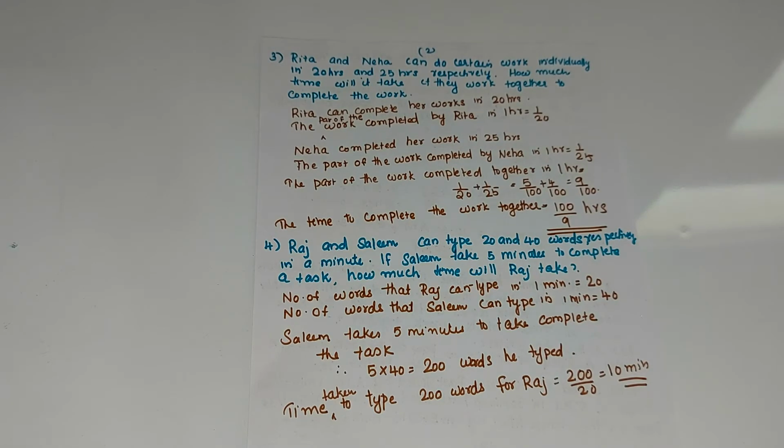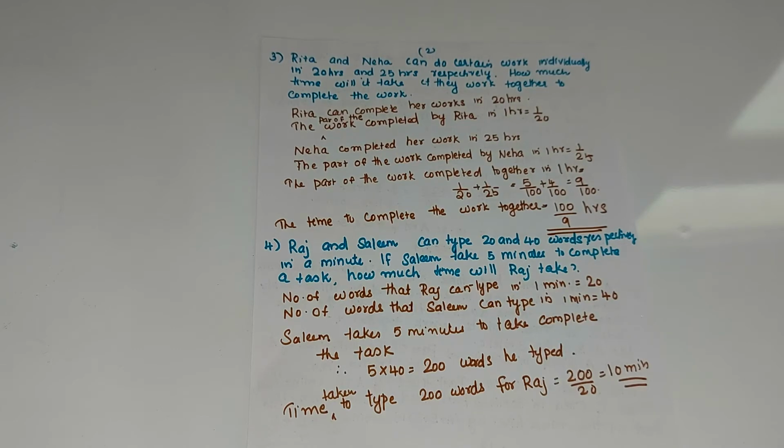Now our third question. Rita and Neha can do certain work individually in 20 hours and 25 hours respectively. How much time will it take if they work together to complete the work? Here, the time to complete the work for Rita and Neha is given as 20 hours and 25 hours respectively. Our question is, how much time will it take if they work together to complete the work?